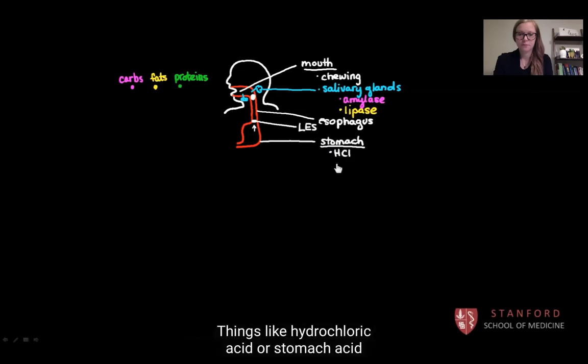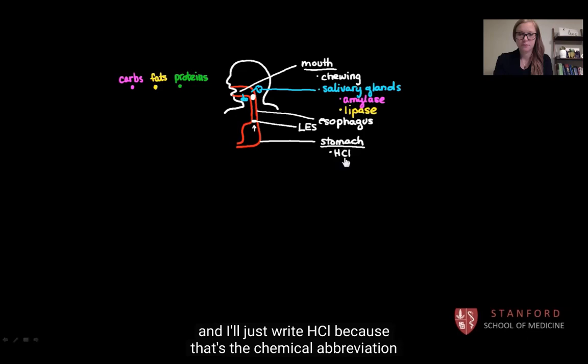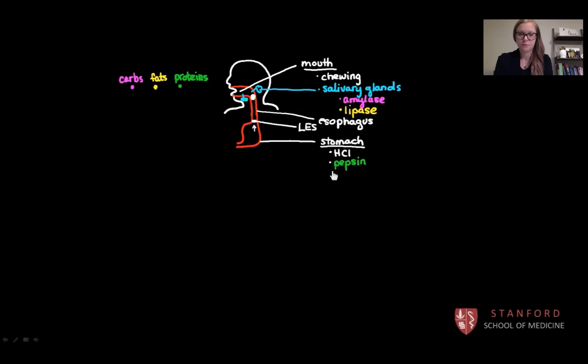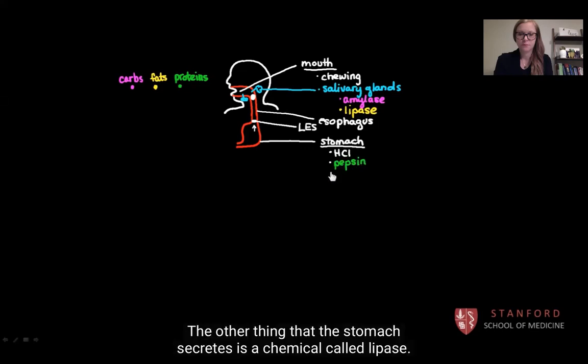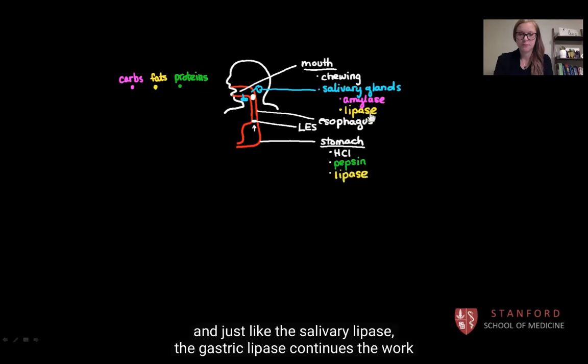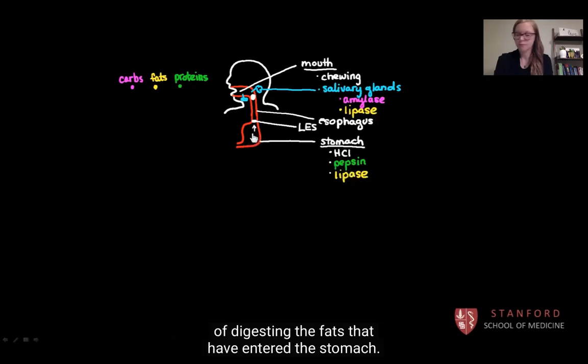Things like hydrochloric acid or stomach acid, and I'll just write HCl because that's the chemical abbreviation for hydrochloric acid. The stomach also secretes a digestive chemical called pepsin. And pepsin, I'll draw it in green because pepsin, you guessed it, it digests proteins. And the other thing that the stomach secretes is a chemical called lipase. And this is gastric lipase. Gastric means it comes from the stomach. And just like the salivary lipase, the gastric lipase continues the work of digesting the fats that have entered the stomach.